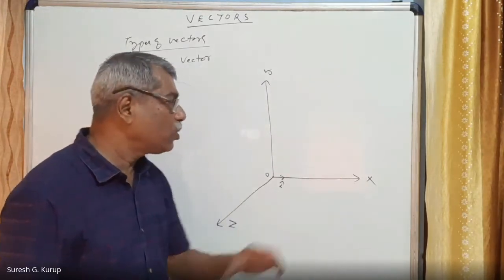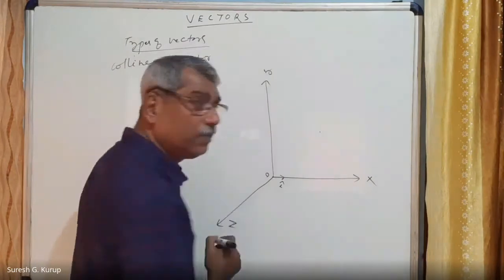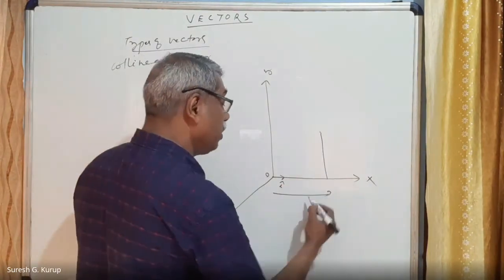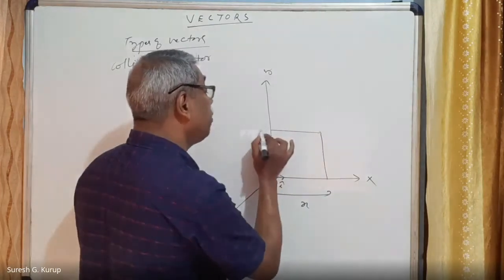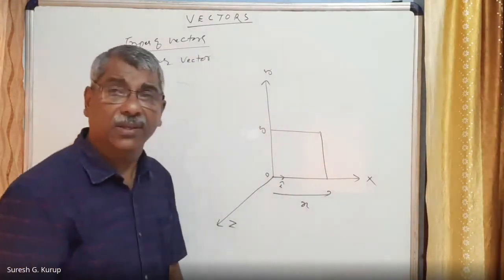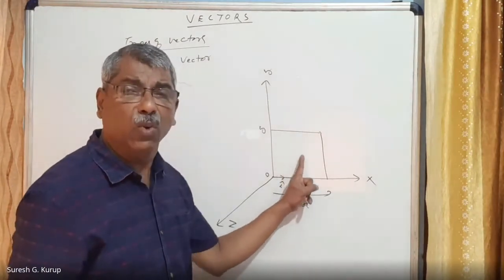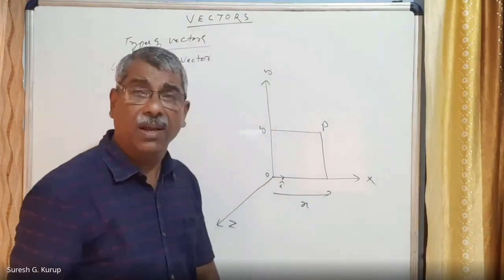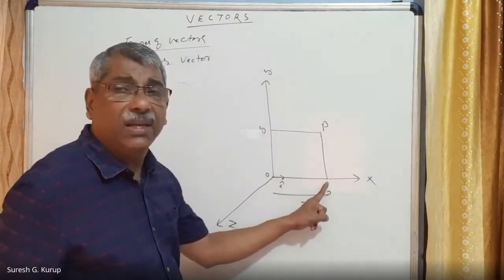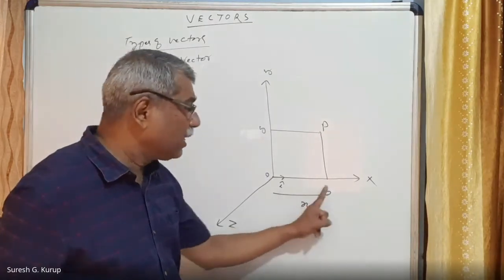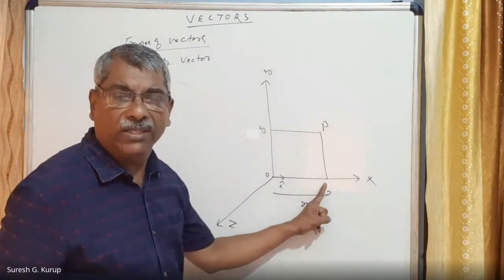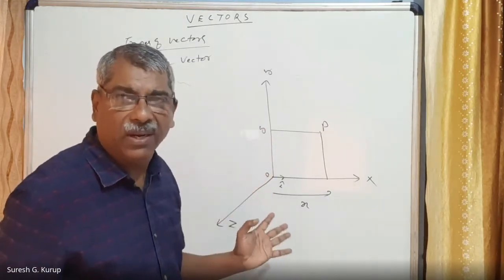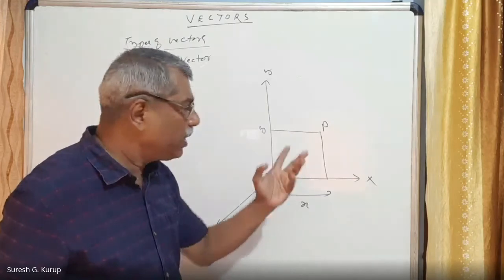Suppose a body has moved to this point. The body has moved a distance x along the x-axis, and a distance y along the y-axis. The body started from somewhere and was moving in the plane. At any instant, the body has reached a point P. When the body reaches point P, it has moved a distance x along the x-axis and a distance y along the y-axis. Am I correct? So it has two displacements.